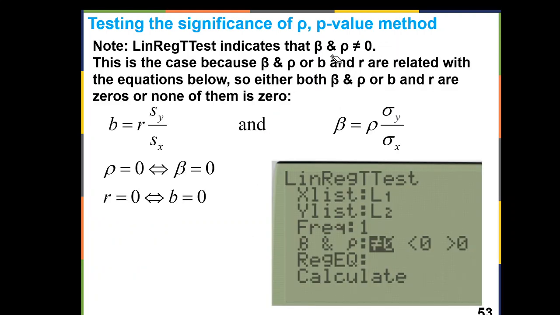All right, now as I said before, the calculator says beta and rho not 0 because beta and rho are related, right? Also b and r are related this way. So if rho is not 0, beta is not 0 either. If r is not 0, b is not 0, of course. But that's why it says here that beta and rho not 0.